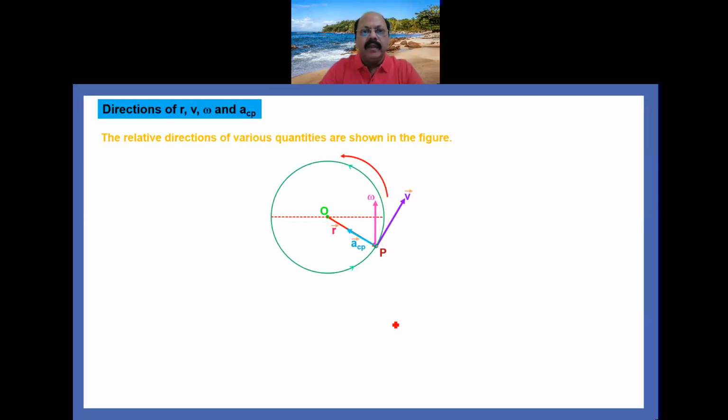And the acceleration acting onto the particle, which is known as centripetal acceleration, has a direction that is always along the radius toward the center of the circular path. So that is represented by this blue arrow, that is A vector CP. This is the direction of centripetal acceleration, which is always along the radius towards the center of the uniform circular path.